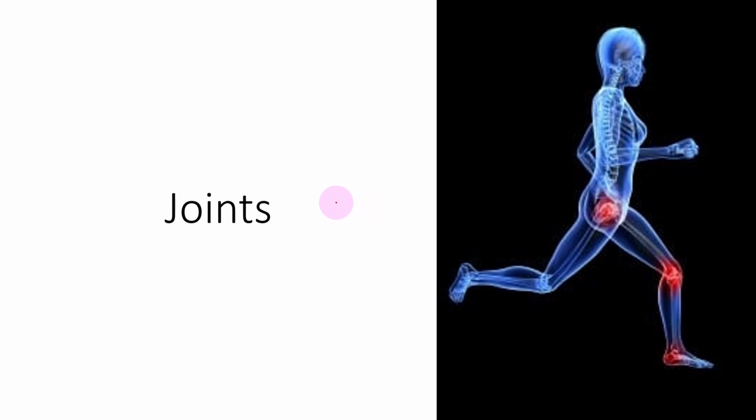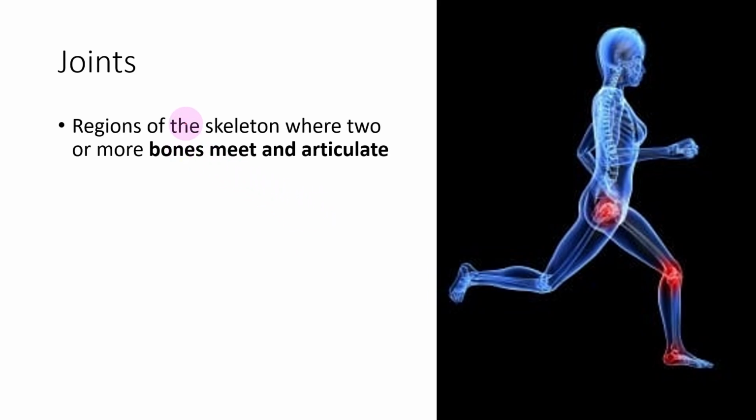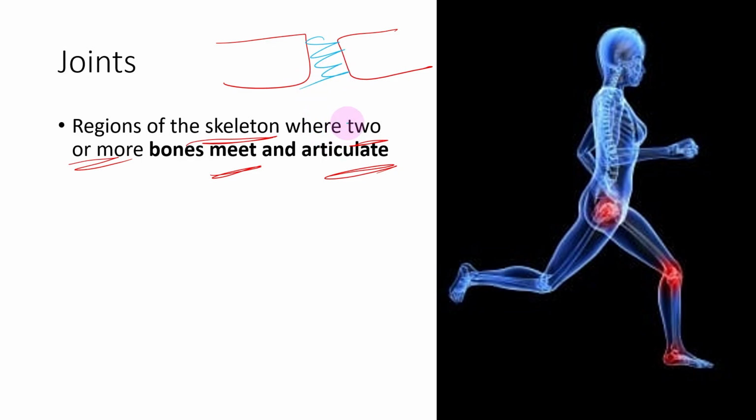Hello everyone, today we are going to learn about the joints and its classification. So what do you mean by a joint? In Gray's Anatomy, it is defined that joints are regions of the skeleton where two or more bones meet and articulate. So essentially, if one bone is meeting another bone and you have some kind of a tissue in between, that is called a joint.